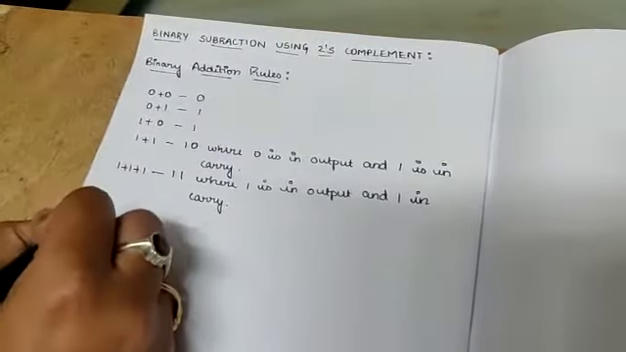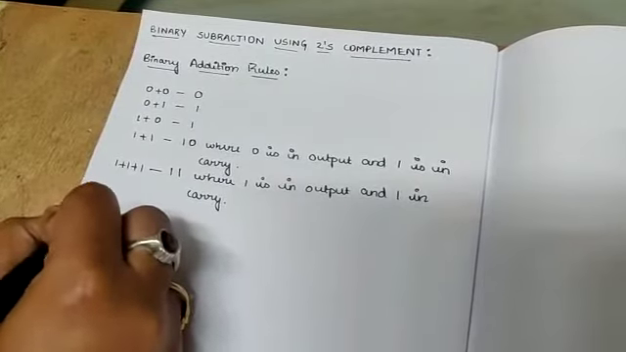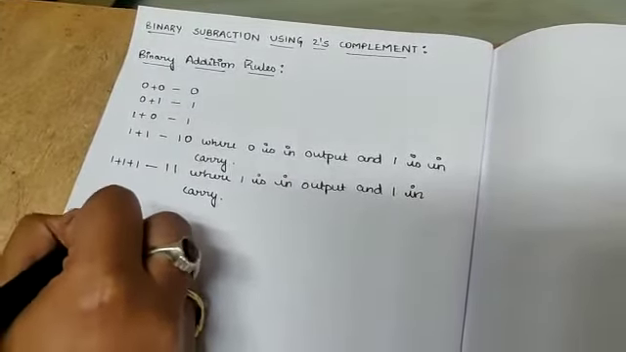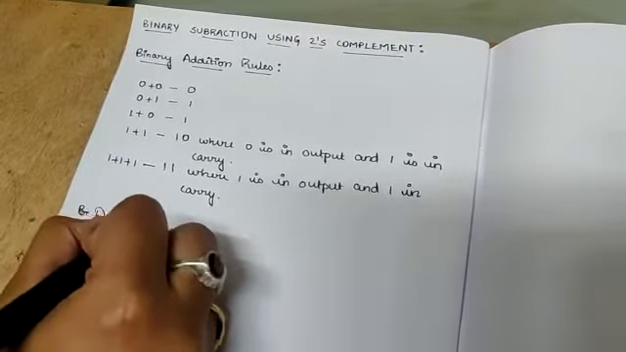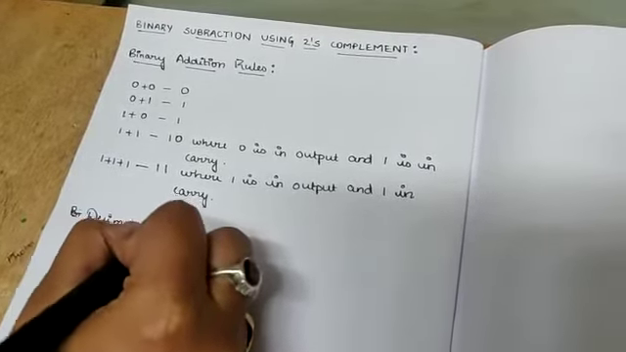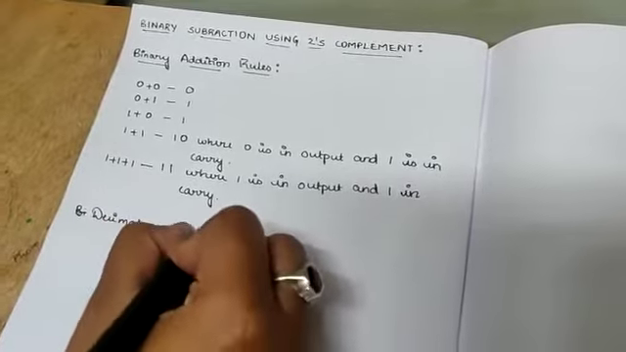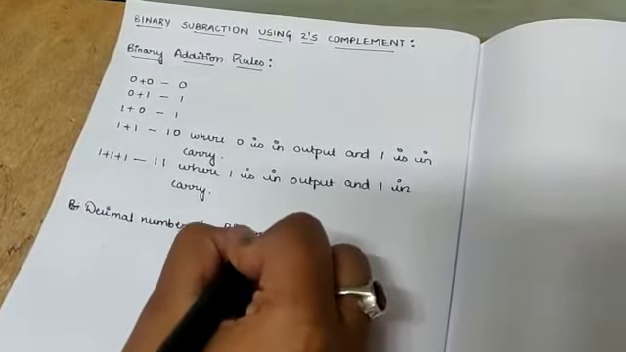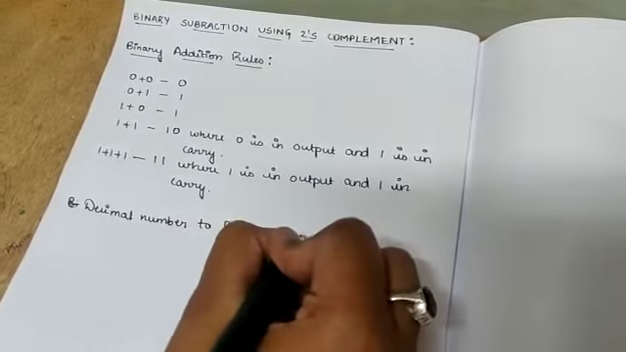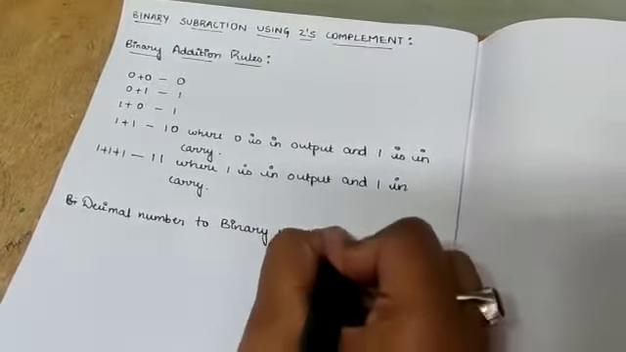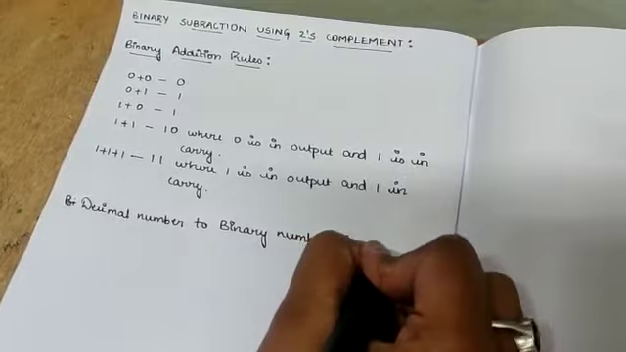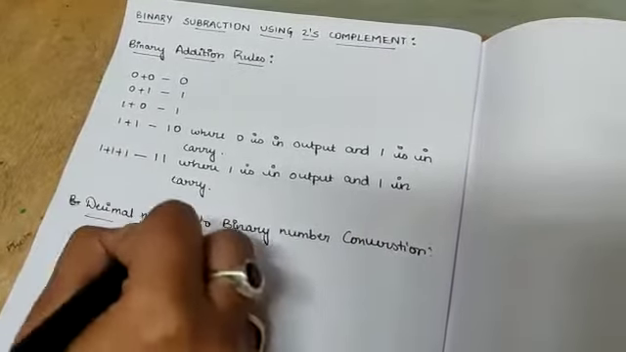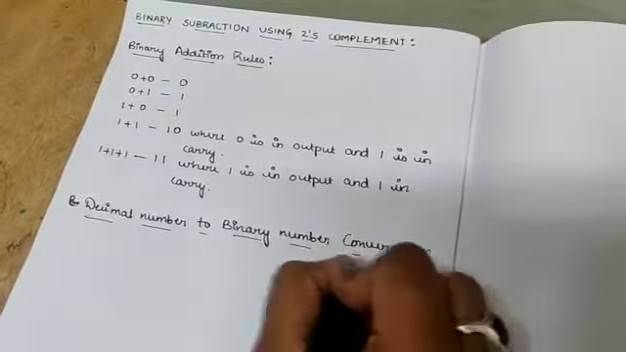Next, we should also know decimal number to binary number conversion. So let's take an example and know how to convert.